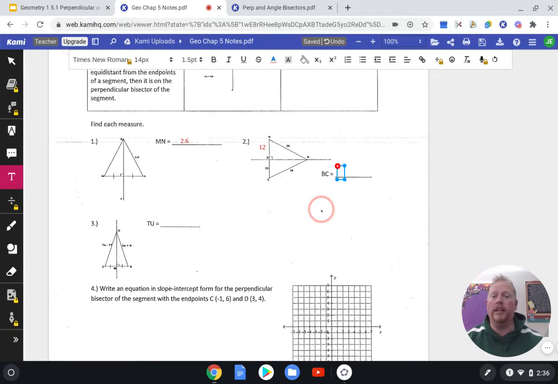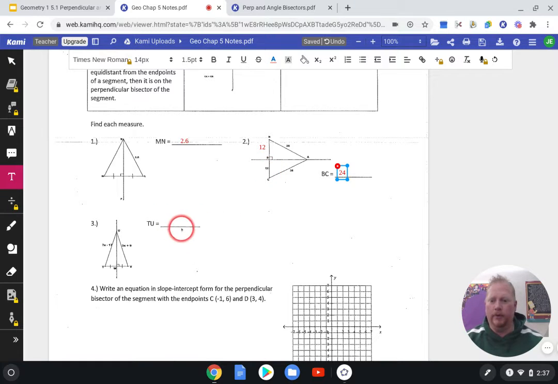And if they want to know what the length of BC is, just take the 12 and 12 and add them up. So be careful on that one. I've seen students in the past say, well, it has to be 12 because that's 12. Well, BD is 12, but they were asking for BC, the whole thing.